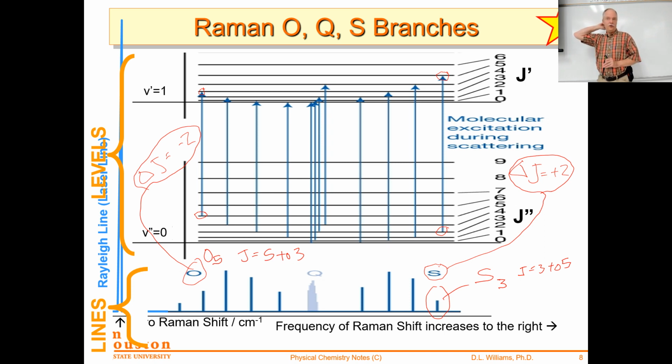So what would a Q5 be? The 5 is the lower one, so we know it starts at 5. What does the Q branch tell us? The jump is 0, so it goes from 5 to 5. Now you say, well, there's no transition. Yes, there's still a vibrational transition. So the vibrational motion is changing, but the rotational quantum number is not changing.